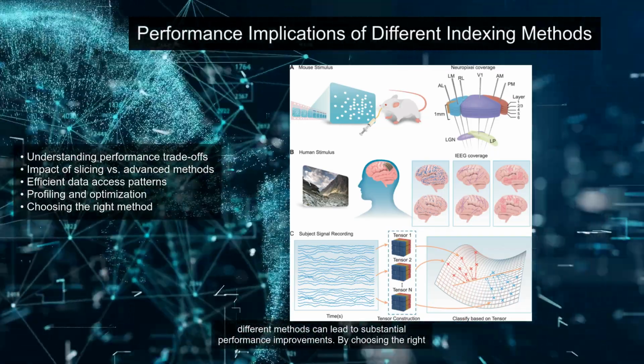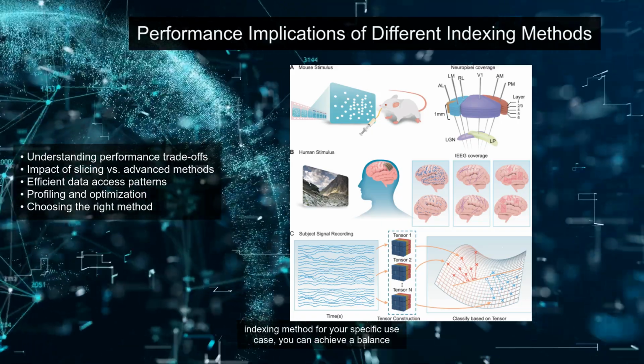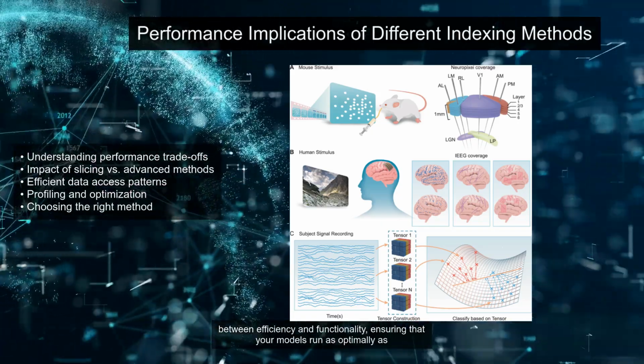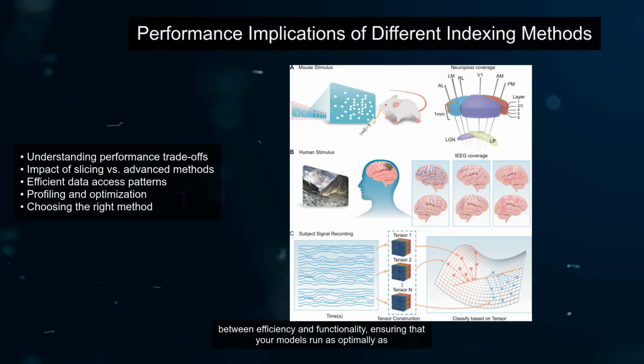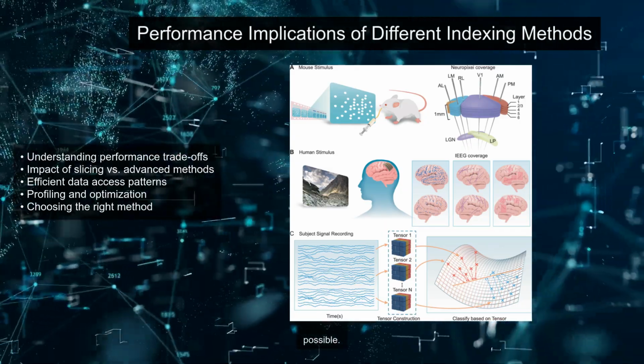Profiling your code to identify bottlenecks and experimenting with different methods can lead to substantial performance improvements. By choosing the right indexing method for your specific use case, you can achieve a balance between efficiency and functionality, ensuring that your models run as optimally as possible.